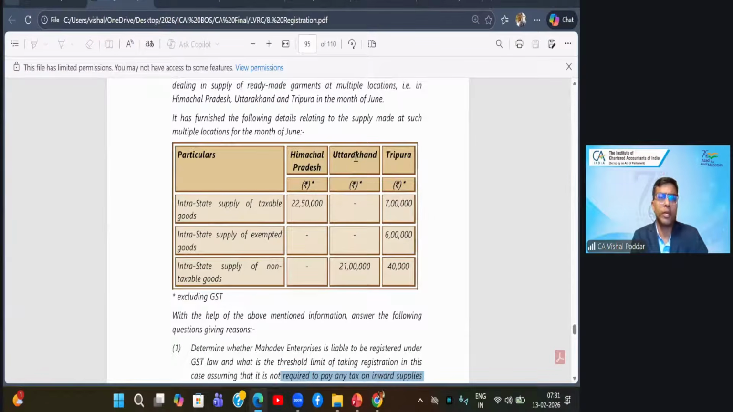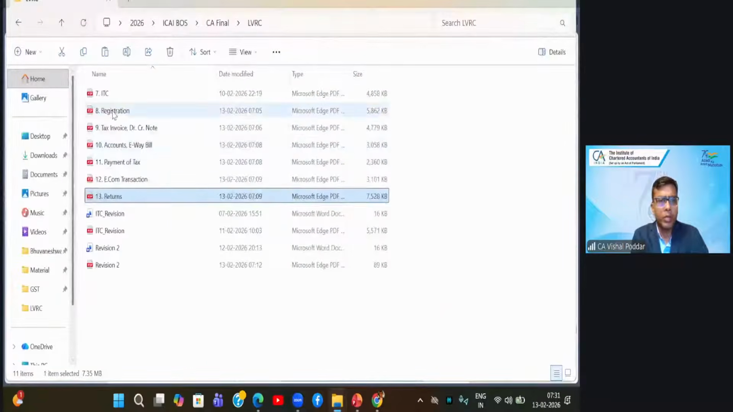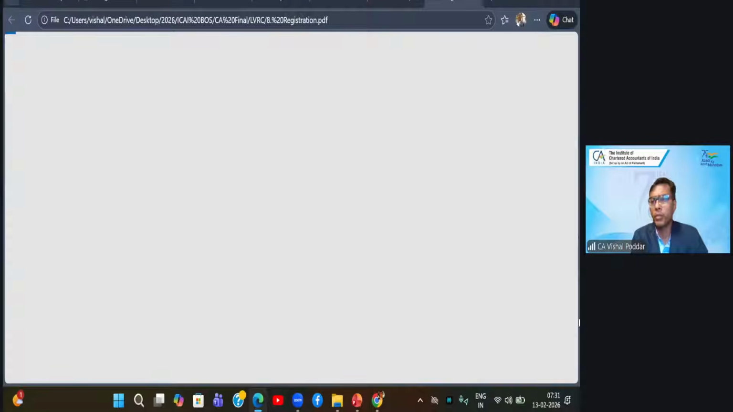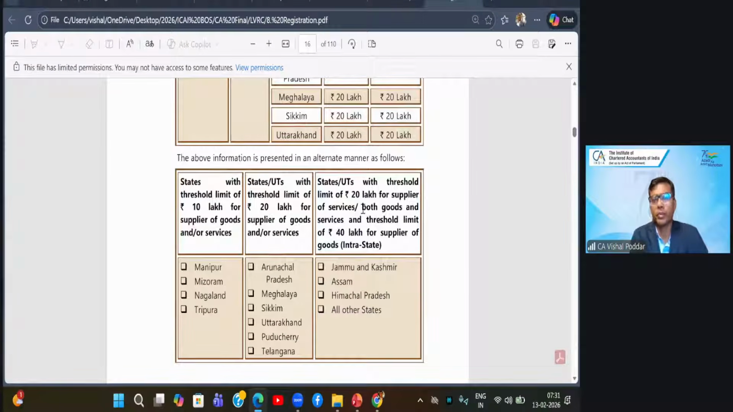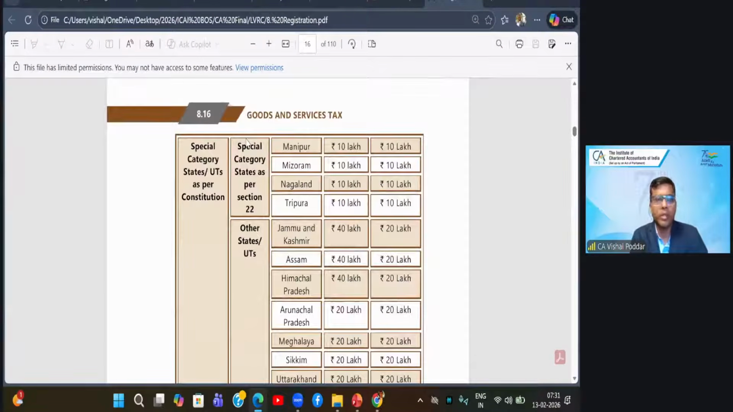Now we go to section 22 to check what is the amount of turnover that is required for registration. Now here I'll parallelly open the module again for only looking at the provisions part. Now if you go to provision from here, see, this is the most important table. What it says, now for the purpose of all these limits, the states are divided into two categories, special category and other states.